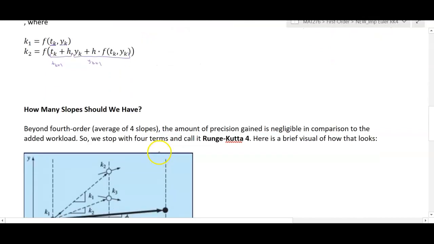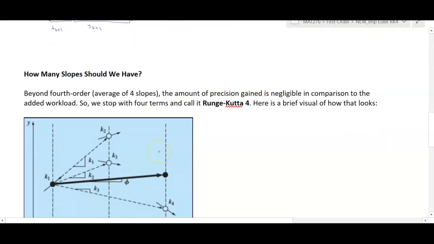And so that might bring us to think, well, should we use two slopes or should we use more? Is it the case that more is better? Well, yes and no. As it turns out, if you go beyond 4 slopes, and by the way, we would say that this is fourth order. It's a fourth order method if you're using 4 slopes. Improved Euler's would be second order, and then Euler's method would just be a first order technique.